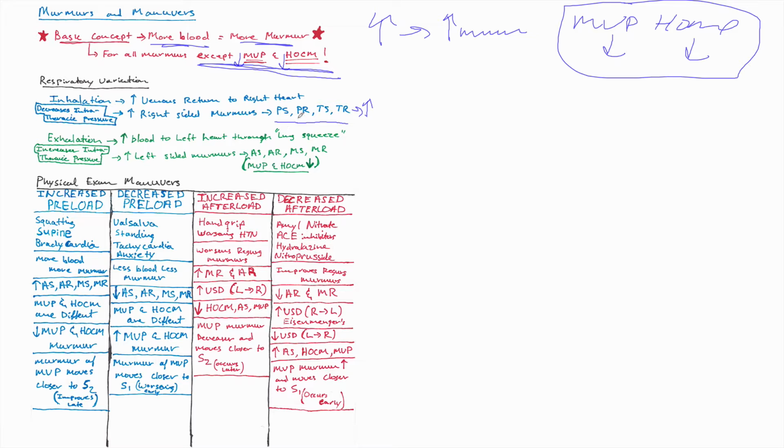And with exhalation, you're getting increased intrathoracic pressure, and that increased intrathoracic pressure is doing an effective squeeze on the lungs, causing the capacitance vessels of the lungs to empty more readily. That all goes back to the left heart, and that's going to increase blood flow to the left heart, increasing our left-sided murmurs.